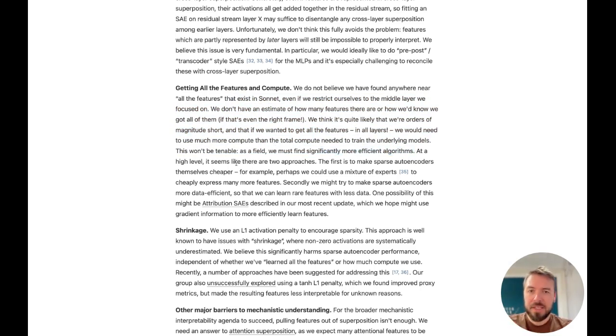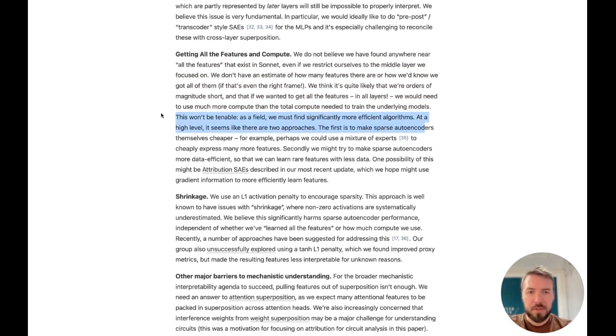At the high level, it seems like there are two approaches. The first is to make sparse autoencoders themselves cheaper. Secondly, we might try to make sparse autoencoders more data efficient.